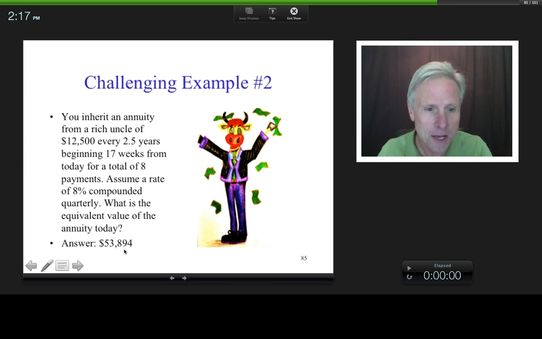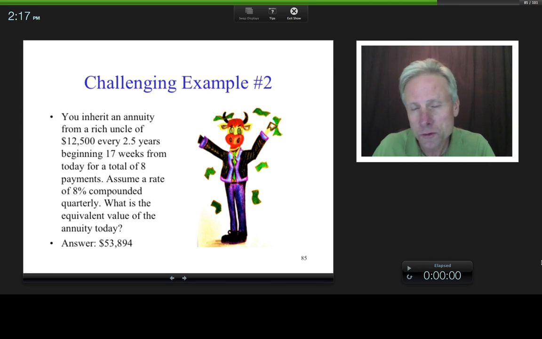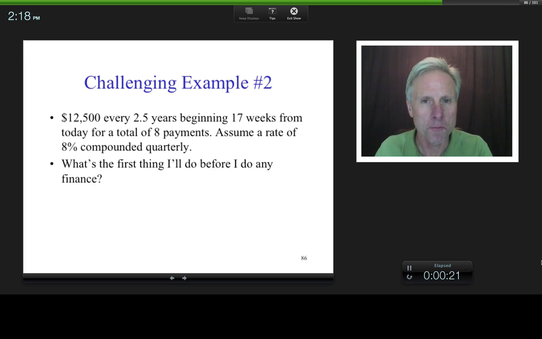So there's the answer, and you should try this on your own before I continue. And that way you'll have gone through your own thought process, and then when I go through it, well, if you didn't do it perfectly, maybe you'll be better off in understanding why you didn't do it perfectly. All right, so there's the problem. $12,500 every 2.5 years, etc., etc.